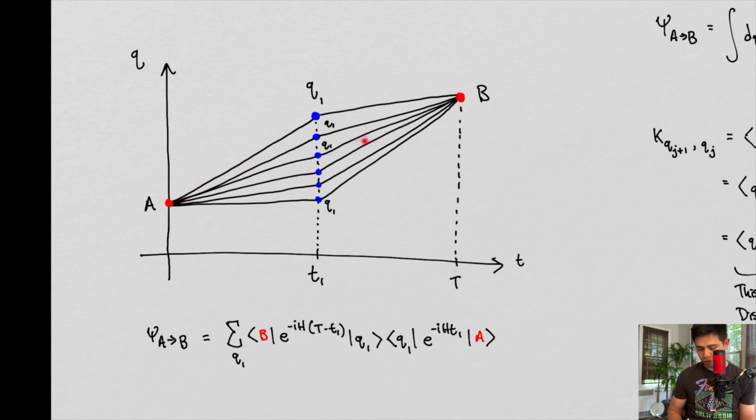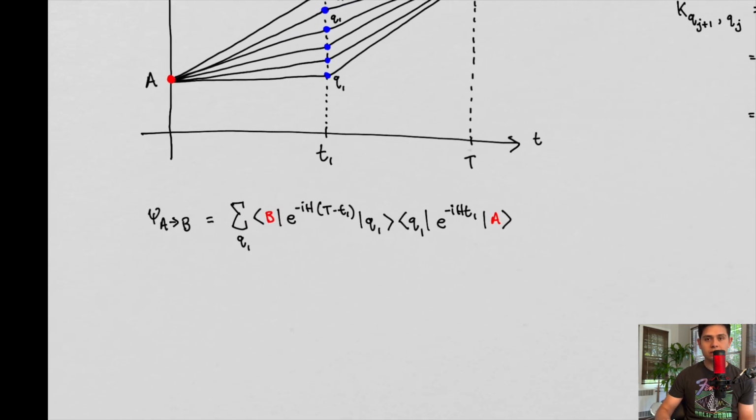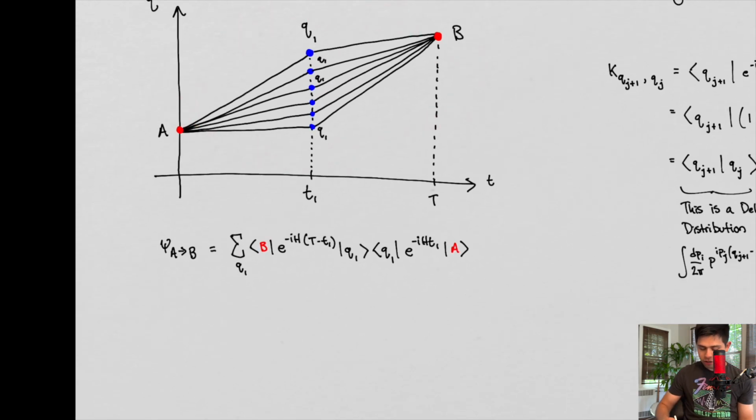Well, we represent that through multiple different paths, and there's a Q1 for each path, right? So when we mathematically enforce this picture that we have up here, we're going from state A by means of the Hamiltonian to Q1, and then from Q1 by means of the Hamiltonian again to state B. And then we sum over Q1. So A to Q1, Q1 to B, and we're summing over all the different Q1s.